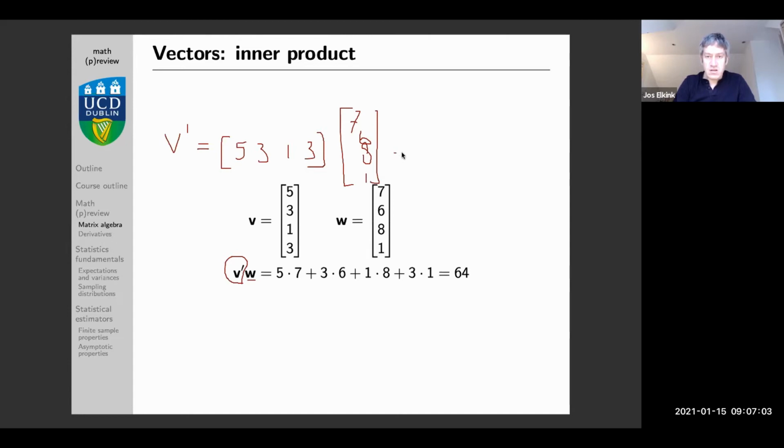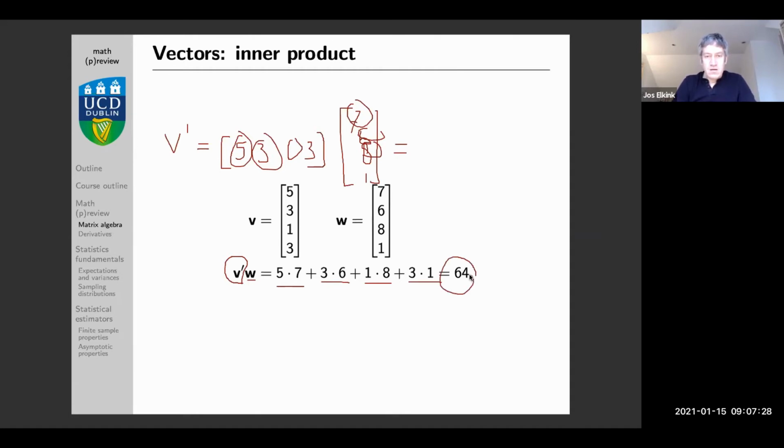And the result is just one number where we multiply this one with this one, and we add this times this, and we add this times this. So you get 5 times 7, and you add 3 times 6, and you add 1 times 8, and you add 3 times 1, and the total sum will be 64.